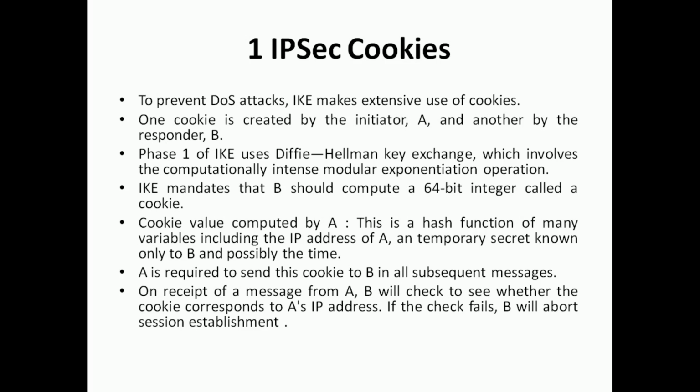IKE mandates that B should compute a 64-bit integer called a cookie. The cookie value includes a hash function of many variables, including the IP address of A and a temporary secret known only to B, and possibly the time. Then A is required to send this cookie to B in all subsequent messages. On receipt of a message from A, B will check whether the cookie corresponds to A's IP address. If the check fails, B will abort session establishment. If the check succeeds, then further communication takes place.